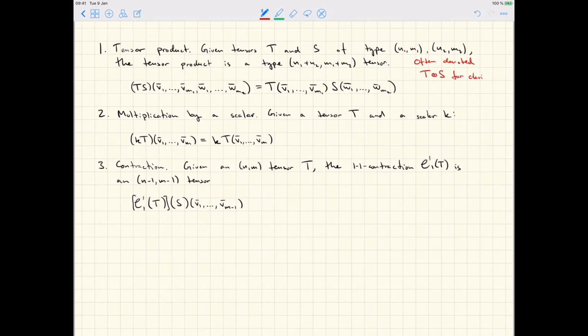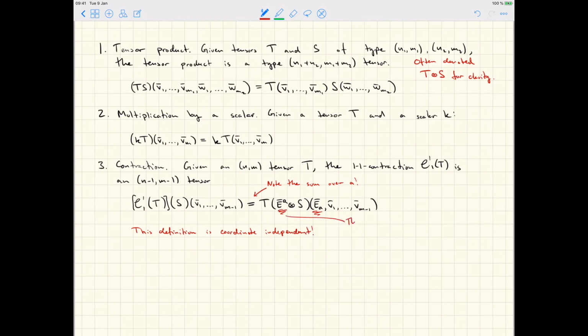With this notation, we write the contraction C^1_1 acting on t as t acting on the dual basis vector e^a, tensor product with s, acting on the tangent basis vector e_a in the first argument, and then v1 through v_{m-1}. Note here that we have a sum over the index a, as it appears twice. This definition is going to be coordinate independent, even though we have the tangent and dual basis vectors here. In fact, these two could be any two sets of vectors, such that e^b inner product with e_a is equal to delta^b_a, and the definition would be the same.